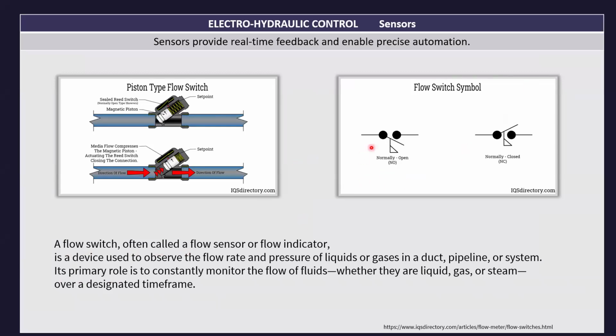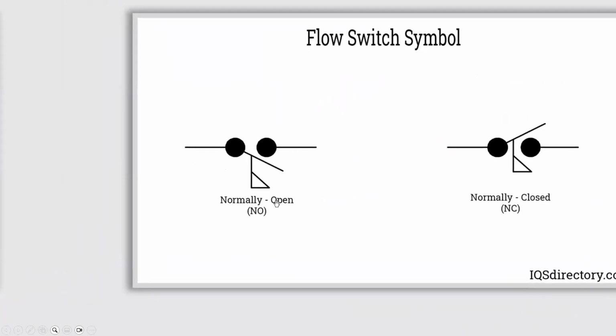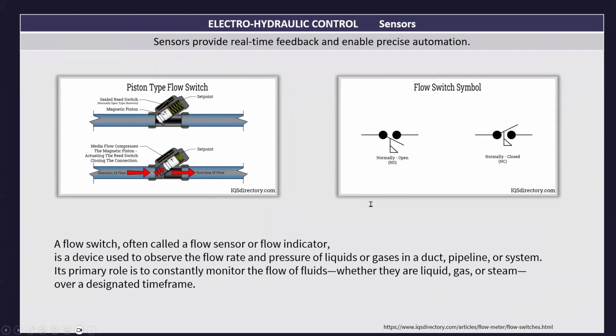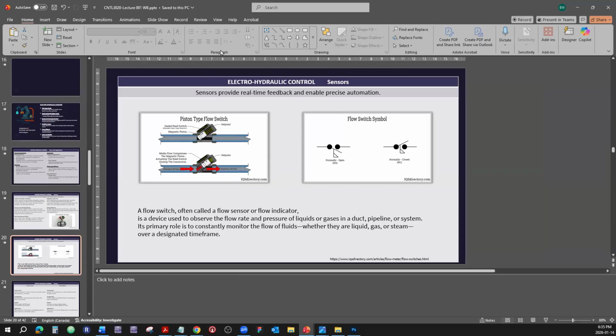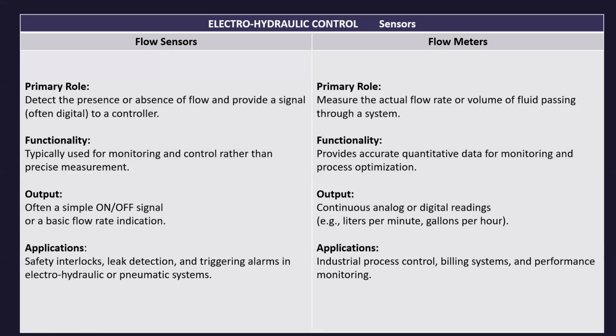Okay, now here's a symbol for the control switch or the flow switch. Normally open or normally closed flow switch. Okay, flow sensors, primary role, functionality, output. So we talked about that just a few seconds ago. Often a simple on and off signal or basic flow rate indication. So that would be an on and off signal.